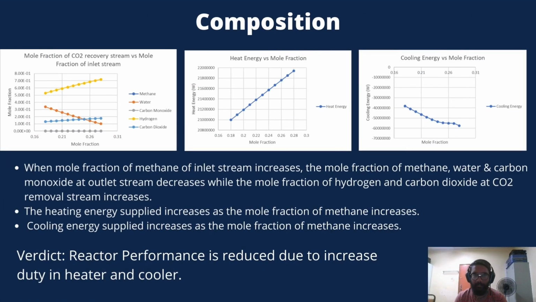As for the final independent variable, which is the composition of methane in the inlet stream, when mole fraction of methane of inlet stream increases, the mole fraction of methane, water, and carbon monoxide at outlet stream decreases, while mole fraction of hydrogen and carbon dioxide at CO2 removal stream increases. The heating energy supplied increases as the mole fraction of methane increases, and also the cooling energy supplied increases as the mole fraction of methane increases. To conclude, reactor performance is reduced due to increased duty in heater and cooler.